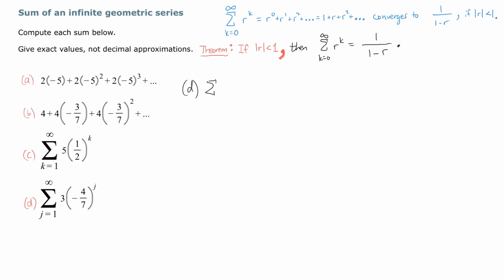Example D, the series starting with j equals 1 to infinity times 3 with the common ratio of negative 4/7 raised to the jth power. Now, what do all these terms have in common? All these terms have in common is a 3 times negative 4/7.